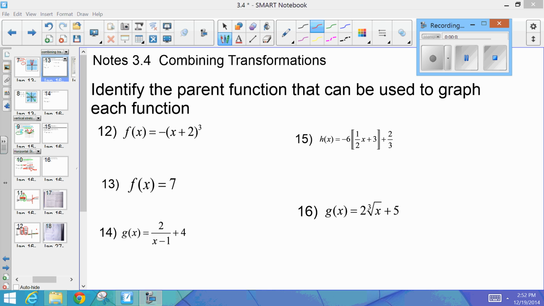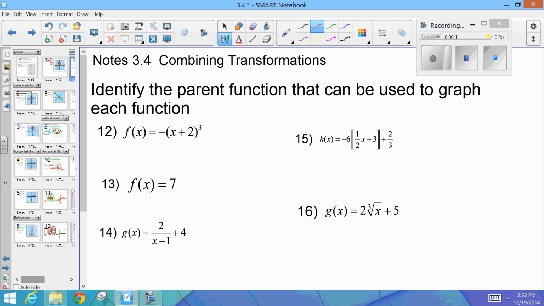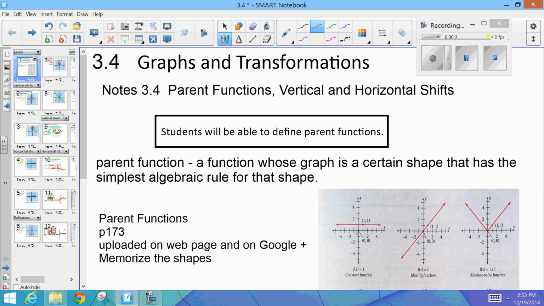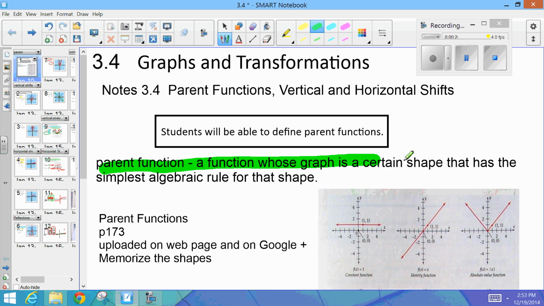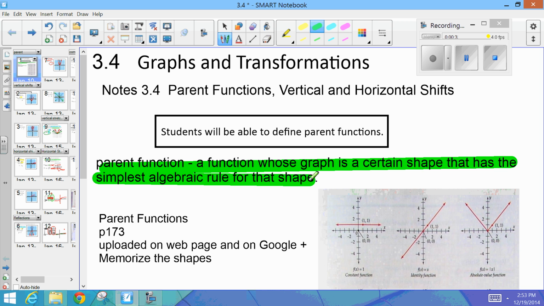This is pre-calculus, notes on 3.4, combining transformations. One of the things that you have to do is be able to state the parent function. And maybe I should go back for a second and give you the definition of parent function. This was from your notes a couple of videos ago. The parent function: a function whose graph is a certain shape that has the simplest algebraic rule.